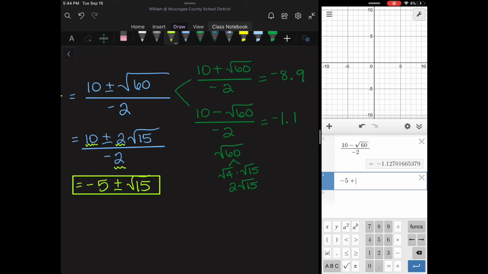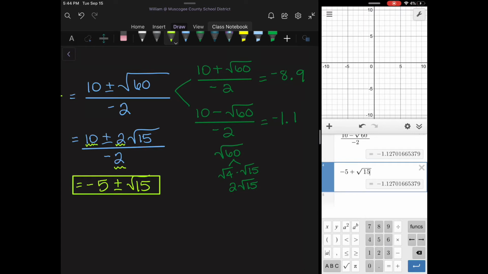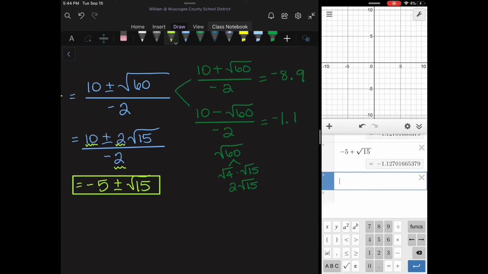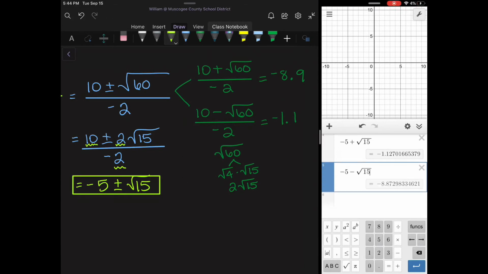And we can type this in on our calculator to prove it. So I'm going to say negative 5 plus the square root of 15, and there's my negative 1.1. And then I'll say negative 5 minus the square root of 15, and that's going to give me my negative 8.9. So you see we get the exact same solution. One is decimal form and the other is a simplified square root.